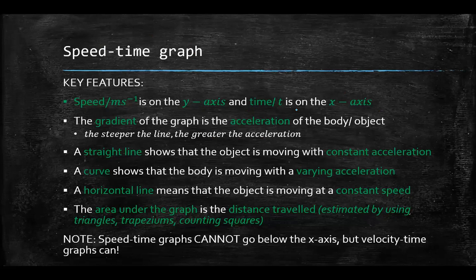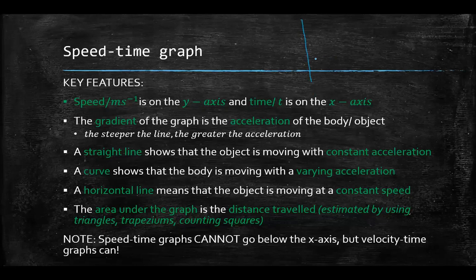A curve. So this is basically the same thing as velocity time graph, right? Curve shows varying acceleration, horizontal line, constant speed, area, distance traveled. But the difference, just like displacement time graph and distance time graph, is that velocity time graphs go below the x-axis. Speed is a scalar quantity, so I could only have positive values for my speed. Velocity is a vector quantity. I could have both a negative value and a positive value for my velocity. So it can go past the x-axis.